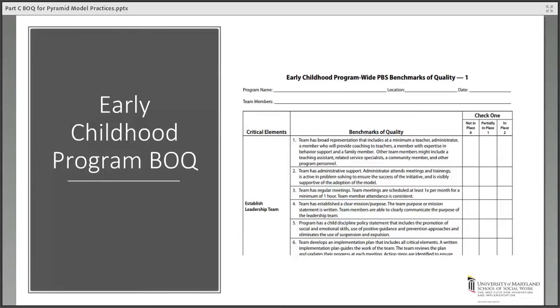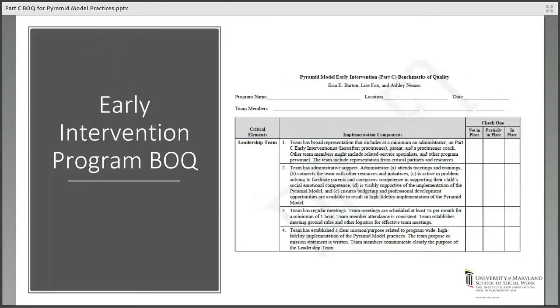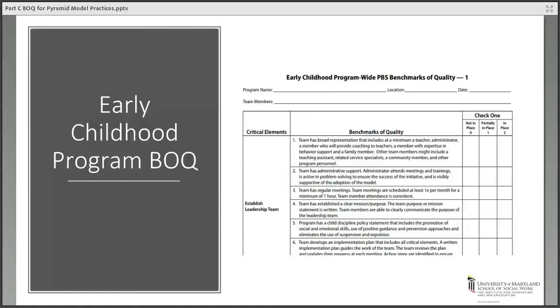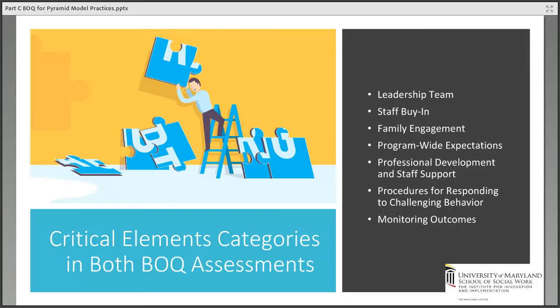And this is just an example of the program-wide Benchmarks of Quality, and you'll see that it also starts with establishing your leadership team. We're going to walk you through the different sections and where they're discussed in detail, where they're the same and where they're different. Just to clarify, even though it's called Early Childhood Program, that's the language the National Pyramid Model folks use, they mean programs that have classrooms. So the previous slide is for the Part C early intervention work, no matter where it's happening, and this one is for programs that have classrooms for kids birth through 5.